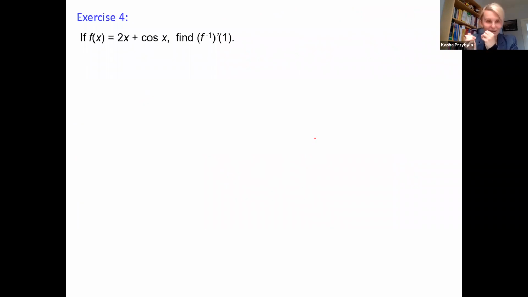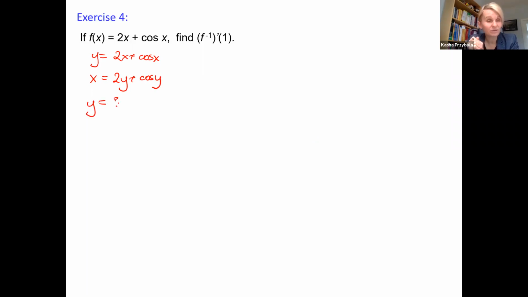Okay, let's do another one. This one is more appropriate because I can show you. The same thing: the function is defined as 2x plus cosine of x, and we have to find the derivative of the inverse at 1. Now I can show you, because if we write this function, 2x plus cosine of x, and pretend that I would like to find the inverse, I will interchange x and y, and I have to solve this equation for a new y.